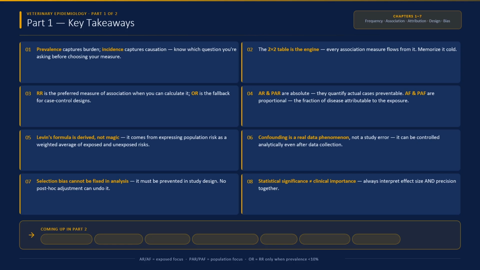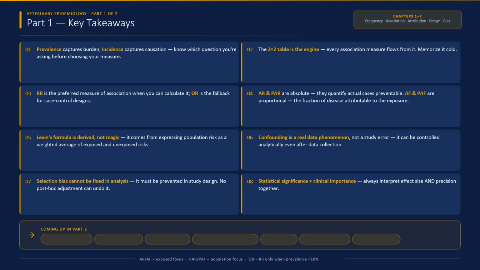4. AR and PAR are absolute. They tell you actual cases preventable. AF and PAF are proportional, the fraction of disease attributable to the exposure. 5. Levin's formula isn't magic. It's derived. It falls out of writing population risk as a weighted average of exposed and unexposed risk.